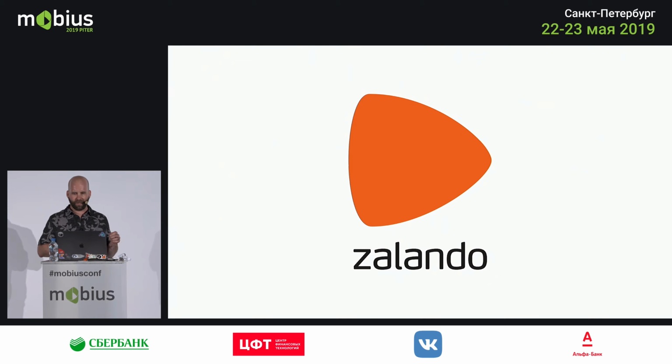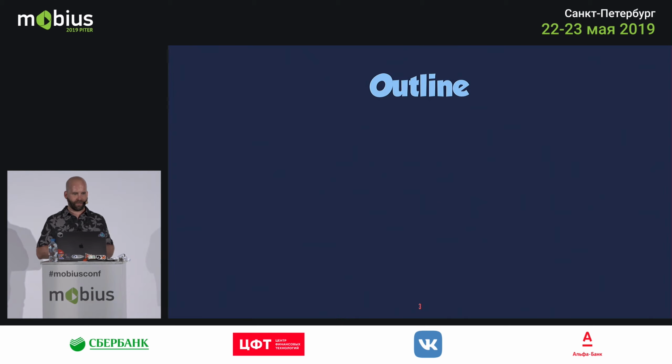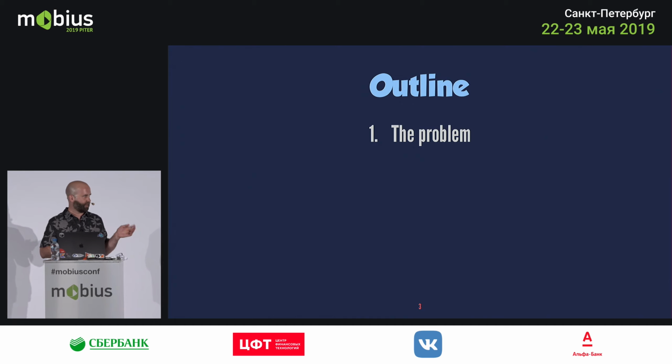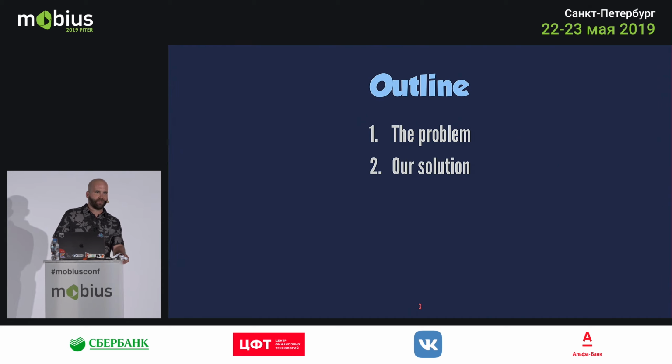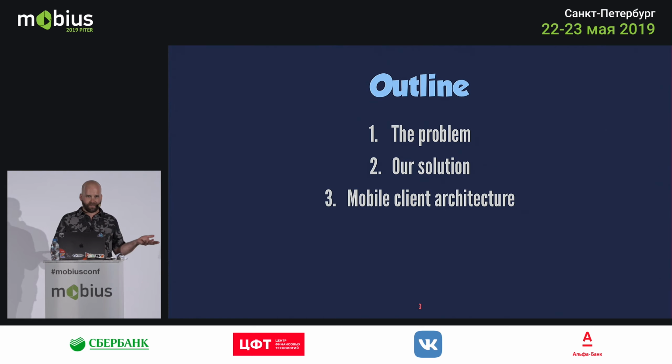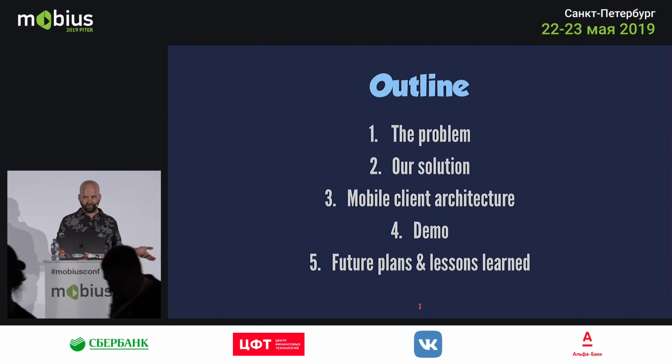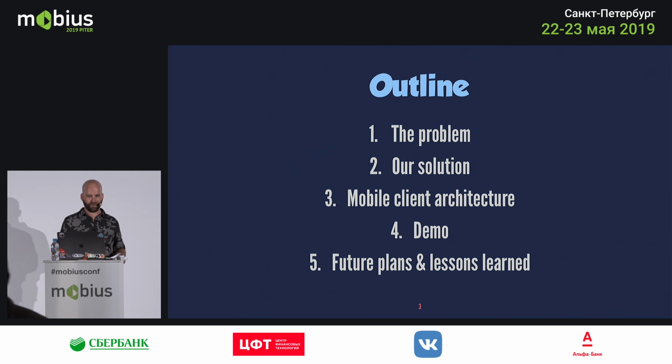So I'm here today to tell you a bit about what we've been building for the last several months and what we've learned along the way. So, start with an outline. I'll talk a bit about the problem itself and why we decided to build what we built, and then talk a bit about the solution and how we put all this together. And since this is a mobile conference, dig more into the mobile client side of things primarily. Then follow that with a demo showing how all these pieces fit together, and then finally talk a bit about future plans and some of the lessons we learned along the way.